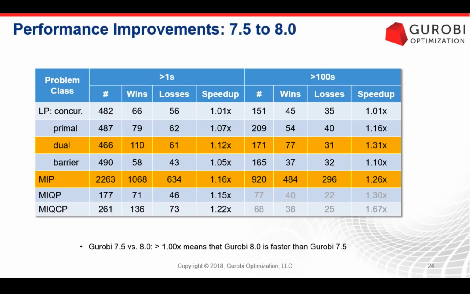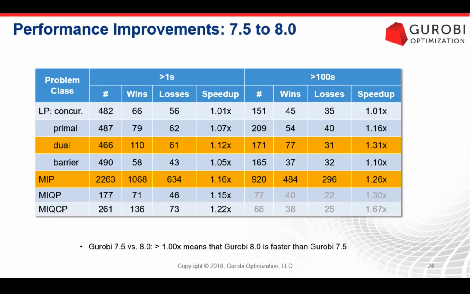Let's look at a specific row in this table. Let's consider, for example, the dual simplex algorithm for solving linear programming problems. If you look at the results for models that take more than 1 second to solve, the first number in that row says that there were 466 models in the test set where either 7.5 or 8.0 took more than 1 second to solve using the dual simplex algorithm. Among those models, version 8.0 was faster on 110, and version 8.0 was slower on 61.